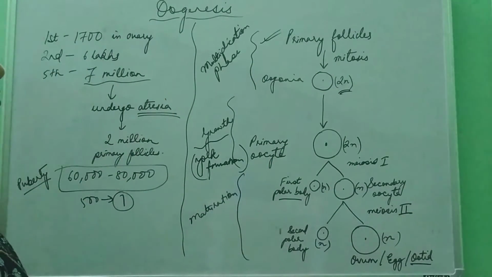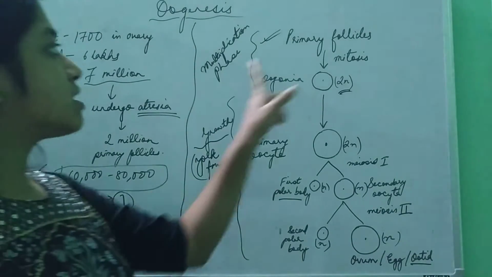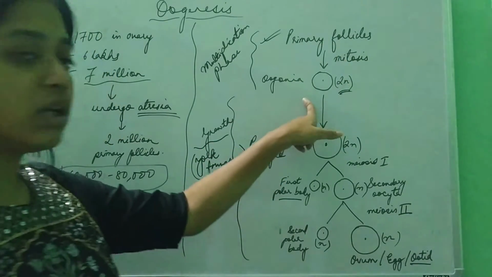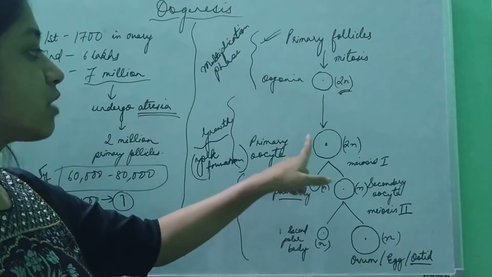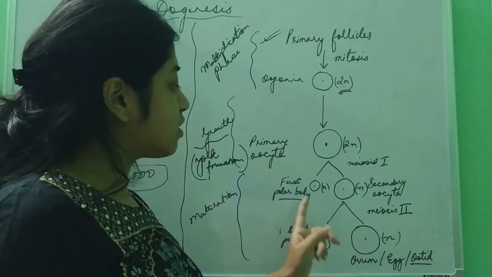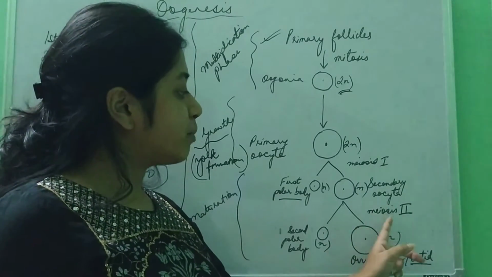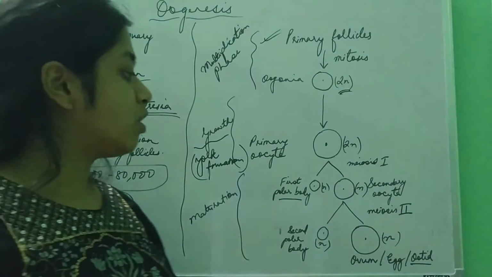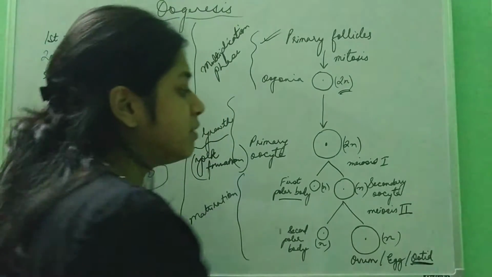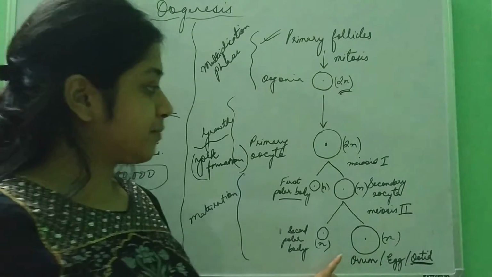Very simple. These primary follicles are formed, and we start the cycle from the primary follicles. Primary follicles undergo mitosis to form oogonia. Oogonia undergo growth to form the primary oocyte. The primary oocyte will undergo meiosis 1 to form the first polar body and the secondary oocyte. The secondary oocyte will again undergo meiosis 2 to form the second polar body and the ova. So this ova or ootid is what gets released.